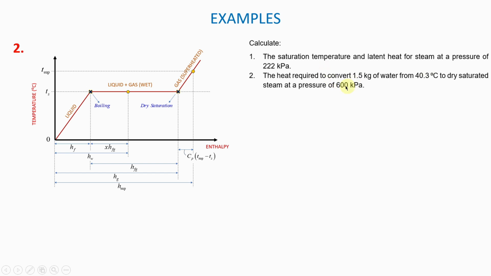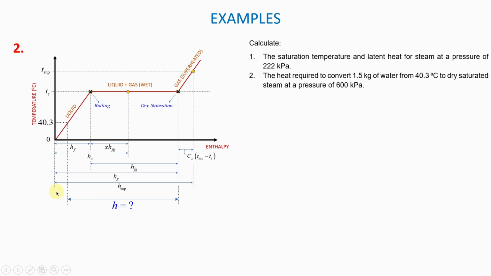However, in this question, you are told that you have water that is not at 0. This water is already at 40.3 degrees. Okay, so it is not at 0. It is here at 40.3 degrees. And so if you draw a horizontal line until you meet that graph, and then you draw a vertical line to come down here, you will see that this water already has some heat. Okay, there is some heat in the water already. So for you to take it from where it is to dry saturation, you just need to have that much heat. Okay, so it's not from 0.